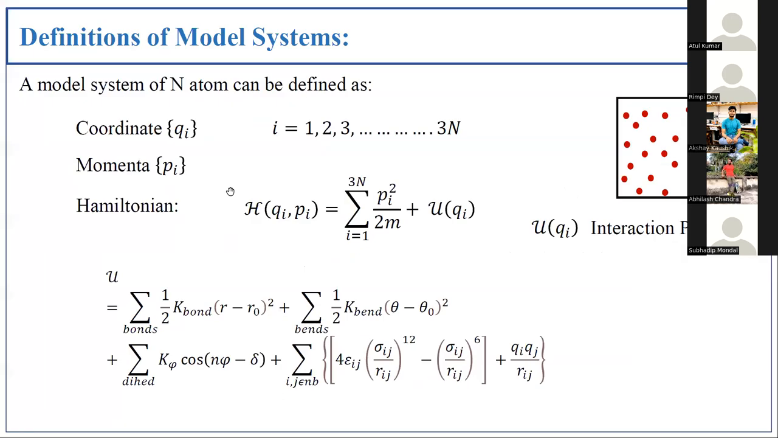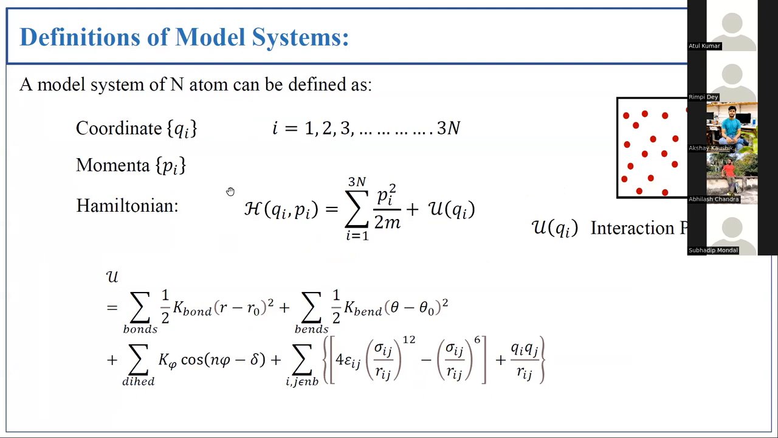Hello everyone. Today I am going to discuss one of the enhanced sampling methods called umbrella sampling. So what we do in molecular dynamics, we model a system and generally vary the temperature or pressure and mimic the system to predict macroscopic thermodynamic and dynamic observables of the system.